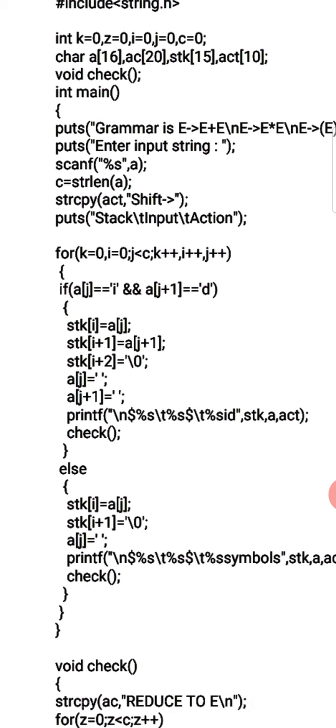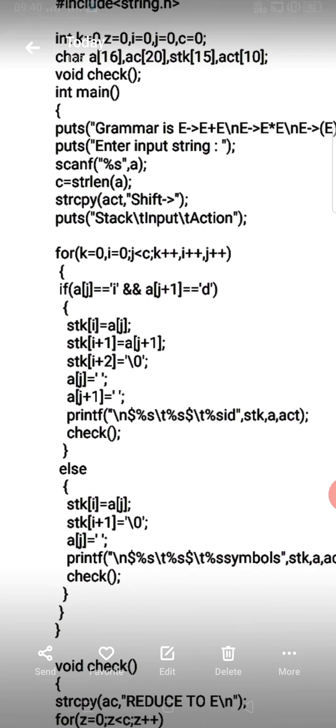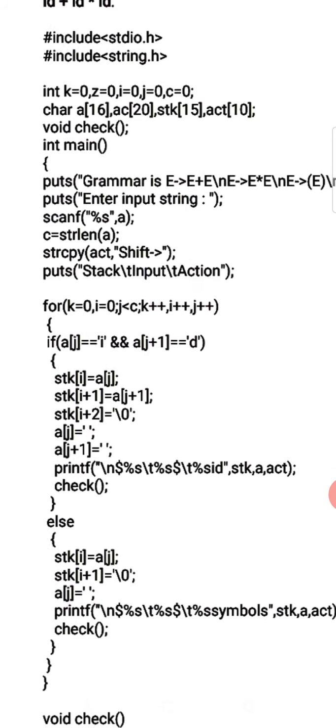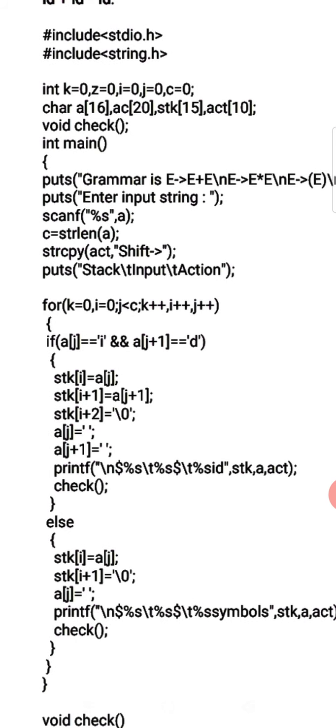Then after that we are printing the content of stack, the content of a, and the content of act. What is the content of stack? It must be id. And what is the content of a? It should contain plus id into id, because the first token, id, is already shifted onto the stack. And what is the content of act? Act contains the string copy of act, comma, shift right arrow, and that is displayed onto the screen.